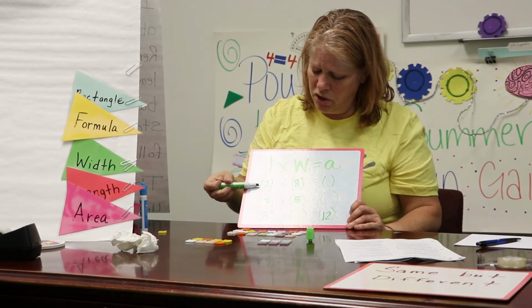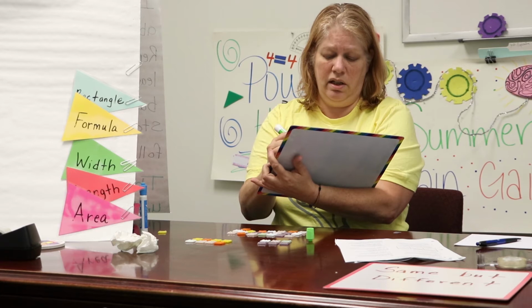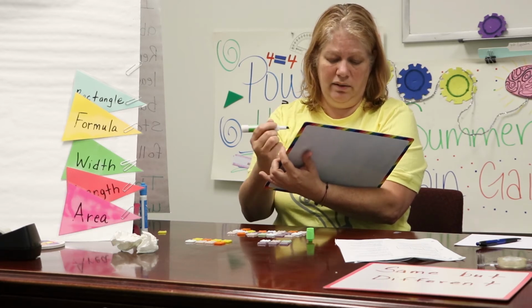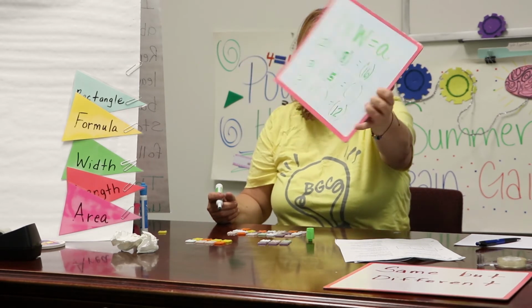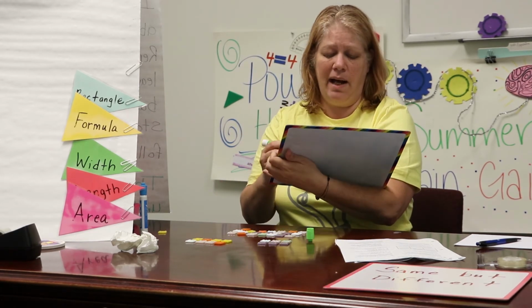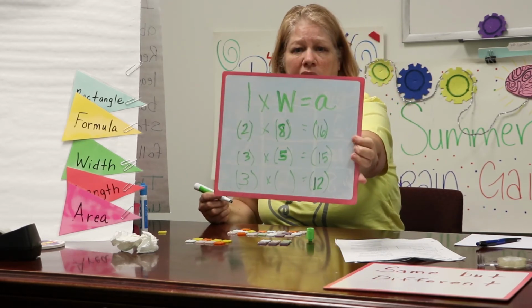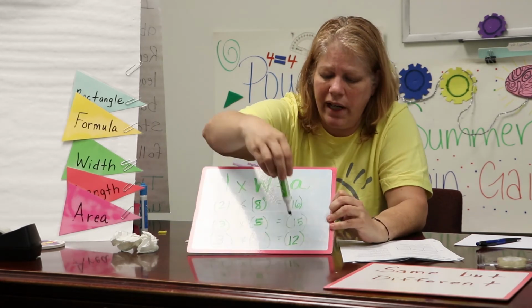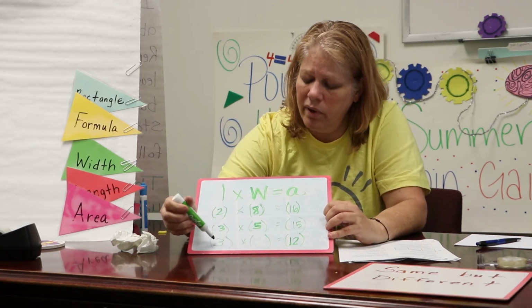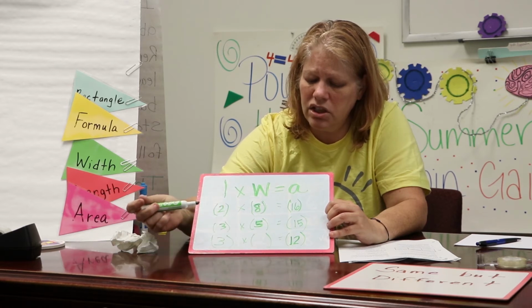So our first one is 2 times 8. 2 times 8 is 16. Very good. Our next one is 3 times 5. 3 times 5 is 15. And if you don't know, then you can draw your little squares and count them up. Now our next one, we already have our answer, 12, but we have a 3 for our length, so 3 times what is 12?